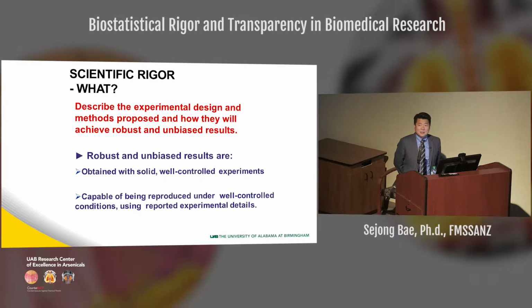For scientific rigor, we have to describe the experimental design and methods proposed and how you will achieve robust and unbiased results. I don't know whether each lab has a written protocol. Having a concise protocol to follow will produce unbiased results, and it will be a robust, well-controlled experiment, and also one that can be reproduced under well-controlled conditions using the reported experimental details. The more detailed information you have, the better. If you did the experiment at a certain time or on a certain day, that may also contribute to bias too.